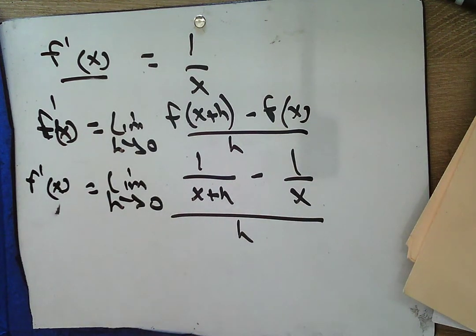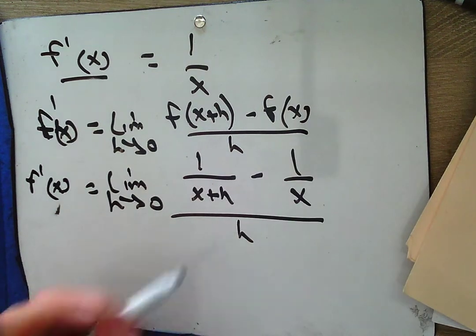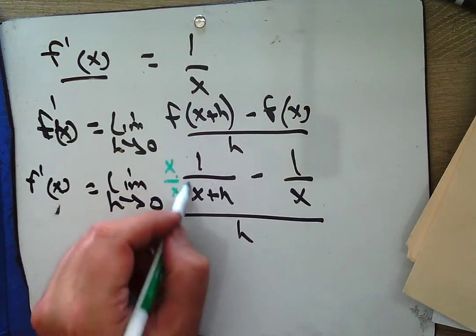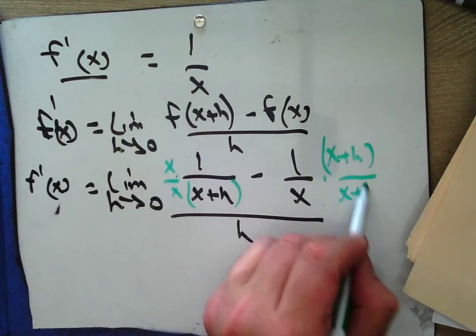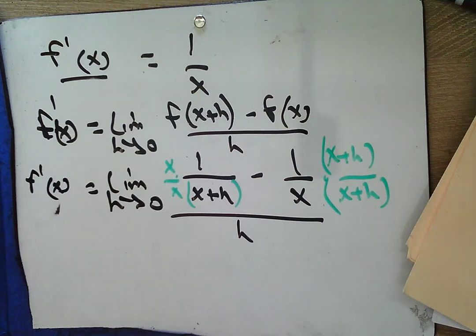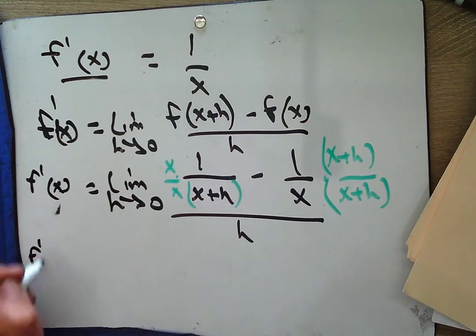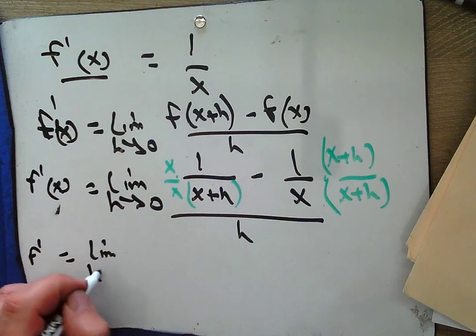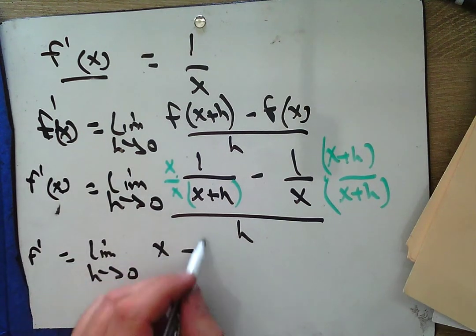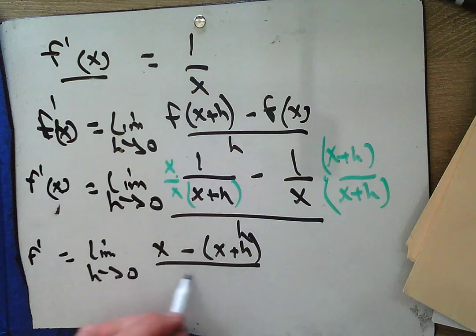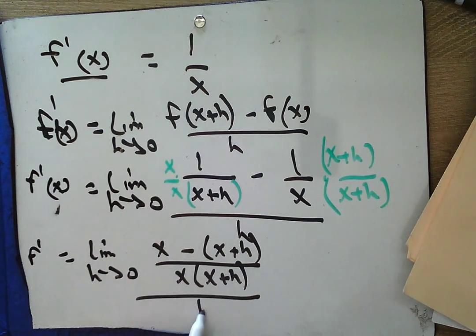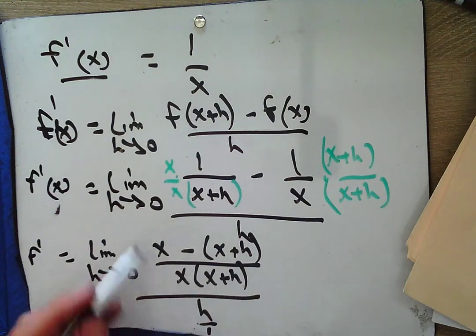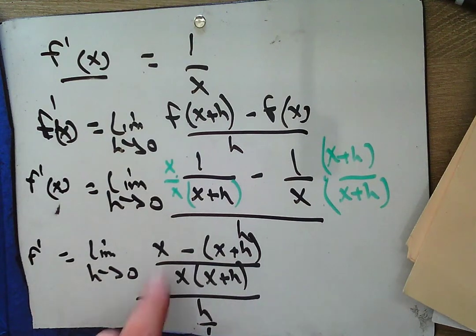So up here in the numerator, I've got to make a common denominator. I'm going to multiply by x over x here, and here I'm going to multiply by x plus h over x plus h. So the next line will be f prime equals the limit as h heads to 0 of x minus x plus h over x plus h, all over h over 1. So here's a complex fraction. Instead of dealing with this complex fraction, I'm just going to do the flip and multiply now.